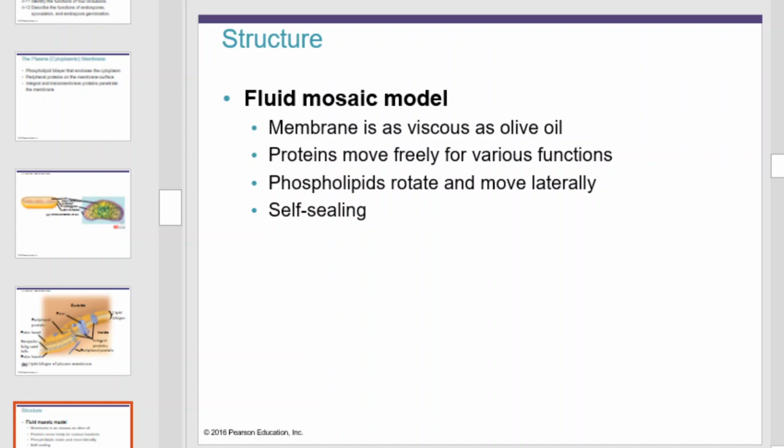With regard to the base structure of the cell membrane, it was once thought to be a static, hard structure, not all that dissimilar to an eggshell. Upon further review, it has now been characterized through what we refer to as the fluid mosaic model. The membrane is a viscous fluid structure with a viscosity near olive oil. Proteins can move freely for various functions in any direction in the membrane. Phospholipids can rotate and move laterally. The membrane itself is also self-sealing.